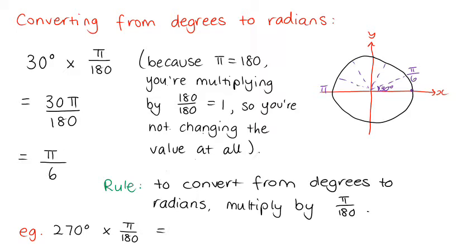Okay, so you get 270 pi on 180, which you simplify to 3 pi on 2. There you go. Which makes sense because 270 degrees is this point down here, which we know is 1.5 pi.